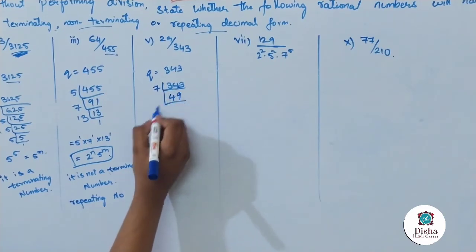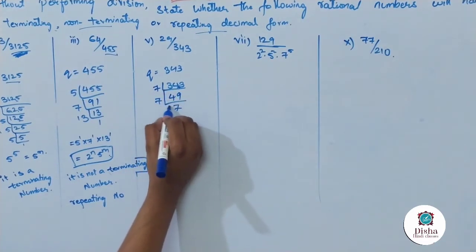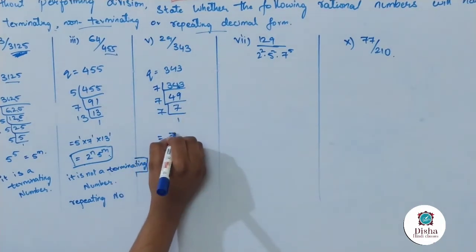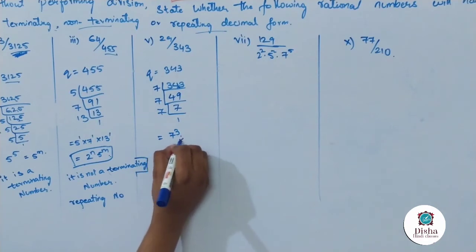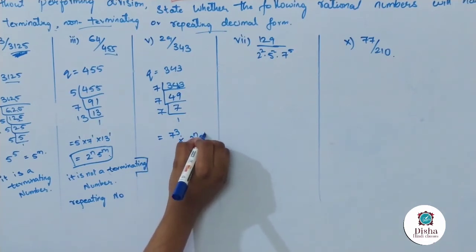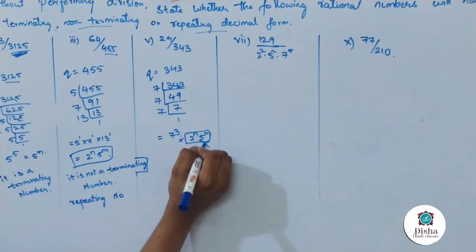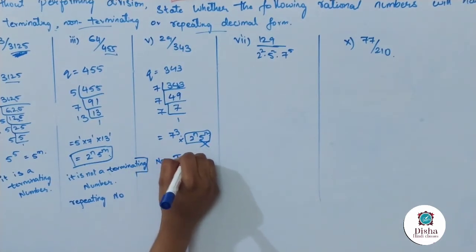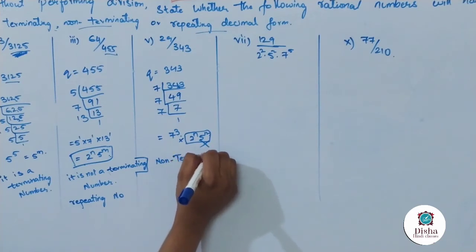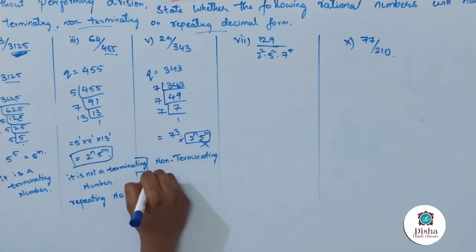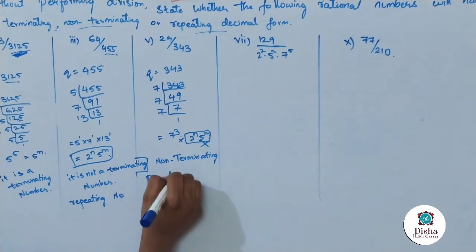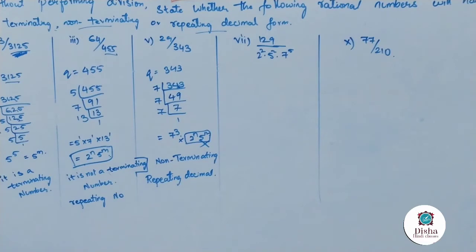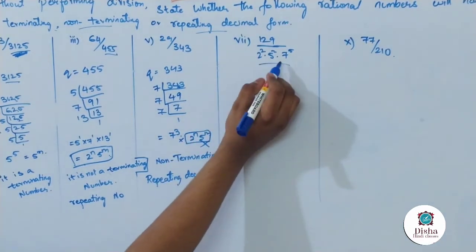Then we divide again by 7. 7 7s are 49. We get 7 again. So what we got? 343 as 7 cube. So it is not in the form of 2 power n into 5 power m. So it is a non-terminating repeating decimal.